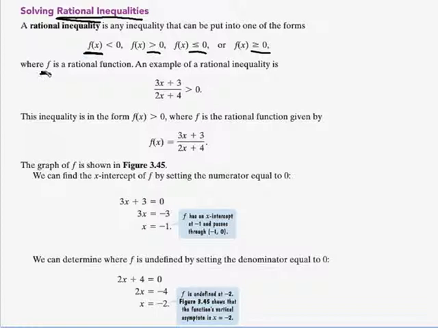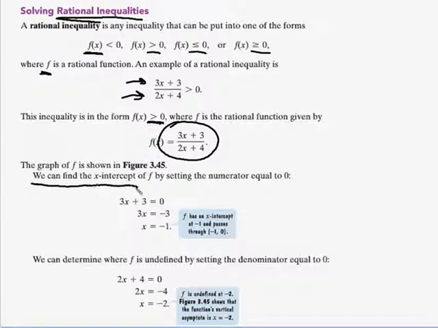And of course, f is a rational function, and an example would be something like this: 3x plus 3 up top, 2x plus 4 in the denominator. The inequality is in the form of f of x greater than 0, where f is our rational function, 3x plus 3 over 2x plus 4. The graph, I did forget to cut and paste that into the slideshow here. You can open your book and look at it as we go through.